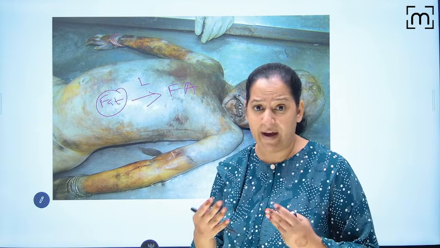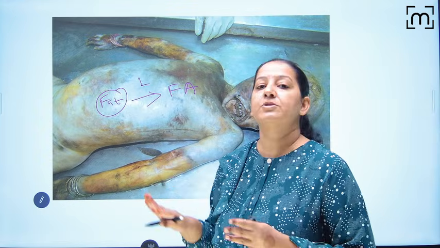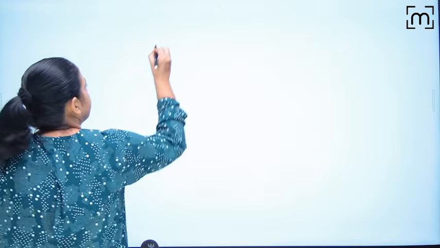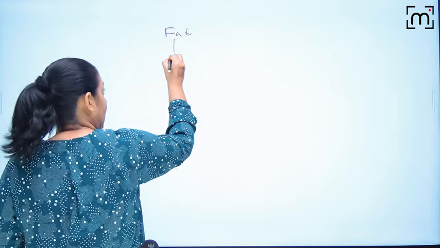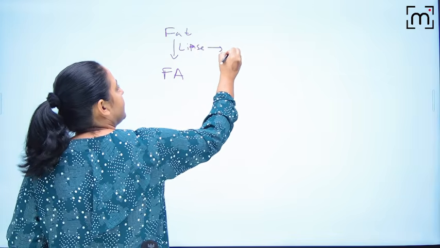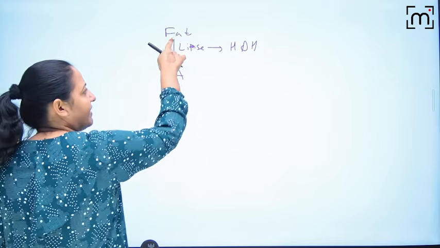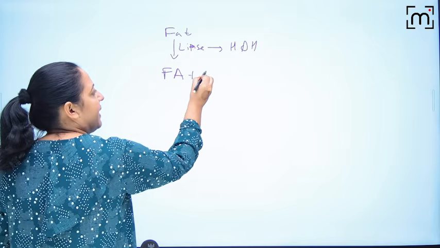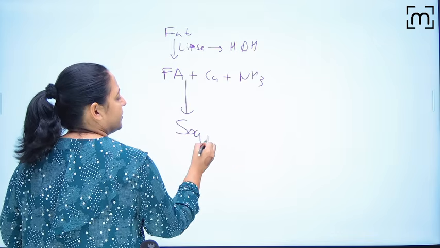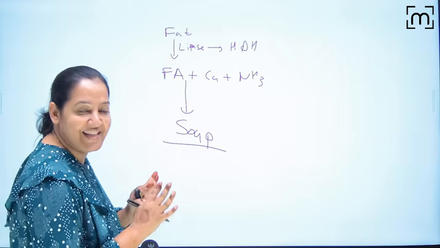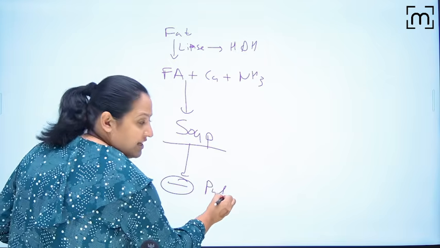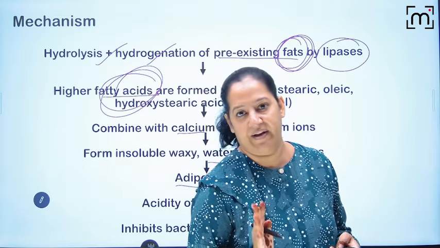I know it's factual, but I'm trying to retain it with the help of images and flowcharts. So this is a dead body. In the dead body, there is fat. That fat is converted to fatty acid with the help of lipase enzyme, which causes hydrogenation and hydrolysis of the fat. This fatty acid combines with calcium and ammonia ions, and now it is known as soap, or saponification. It is waxy, greasy, water resistant, and it inhibits putrefaction. This is how you have to draw it and understand it.